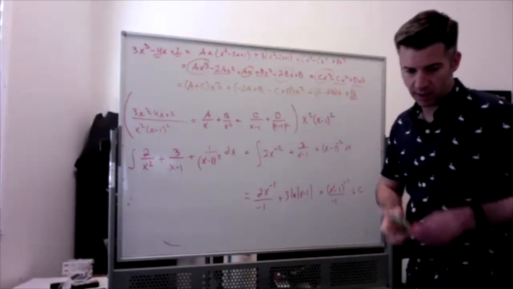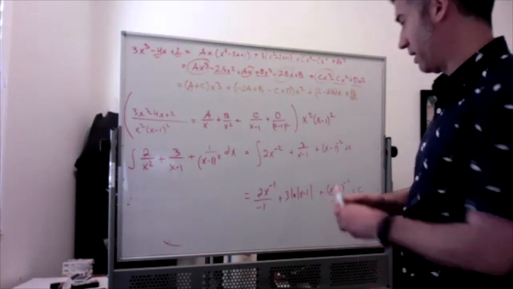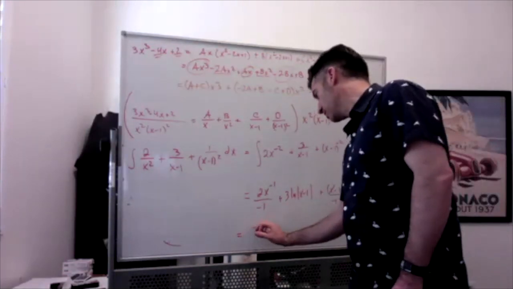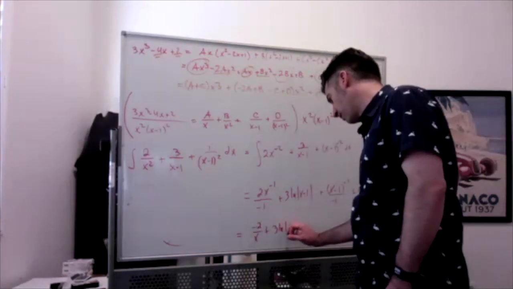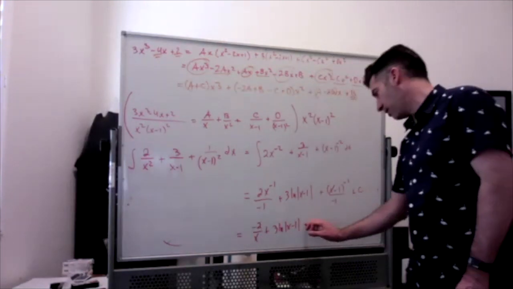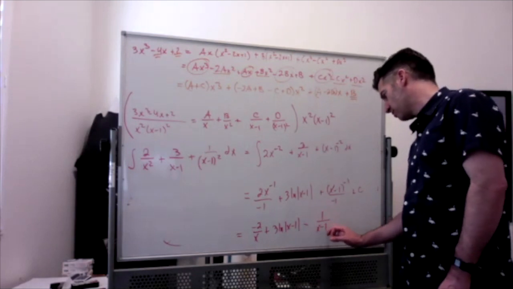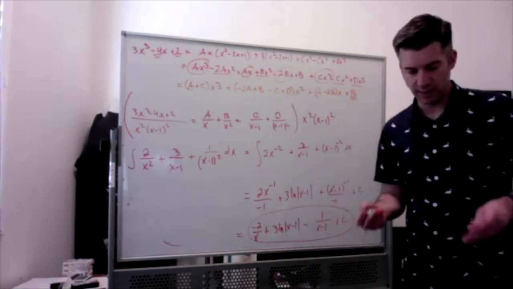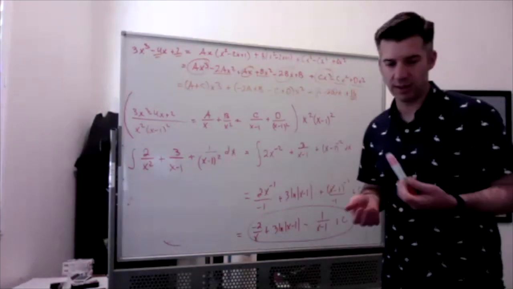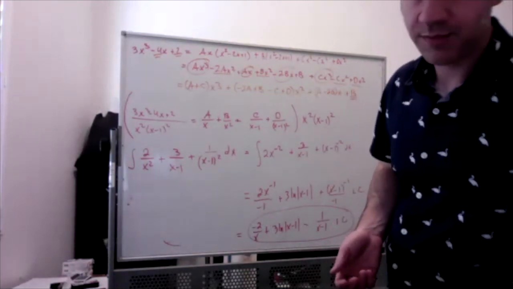And then if you like, and I do like, you can rewrite this as negative 2 over x plus 3 natural log of the absolute value of x minus 1 minus 1 over x minus 1. Not necessary, but I think it looks nicer. It's really not necessary. Okay.